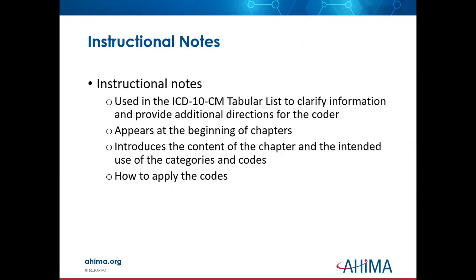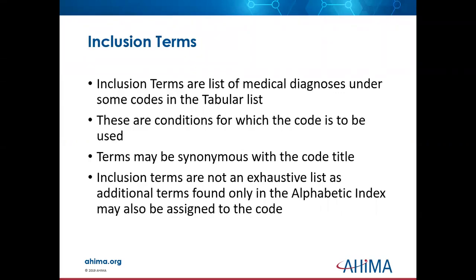There are a lot of instructional notes in the tabular that provide directions for the coder. They appear in the beginning of the chapters. They introduce the content of the chapter, and they give us directions about how to apply these codes. Inclusion lists are a list of diagnoses that fall under some codes in the tabular. These terms are synonymous with the code title. Inclusion terms are not an exhaustive list, but the additional terms found only in the alphabetic index are also assigned to that code.